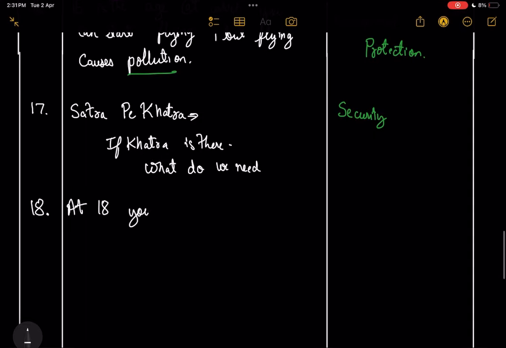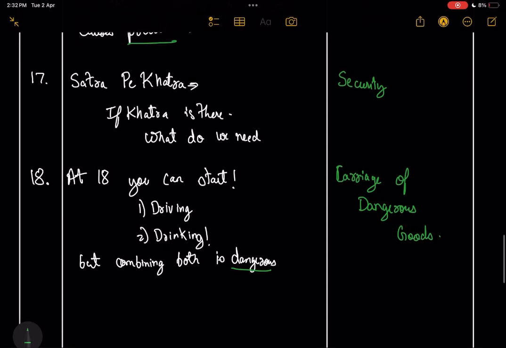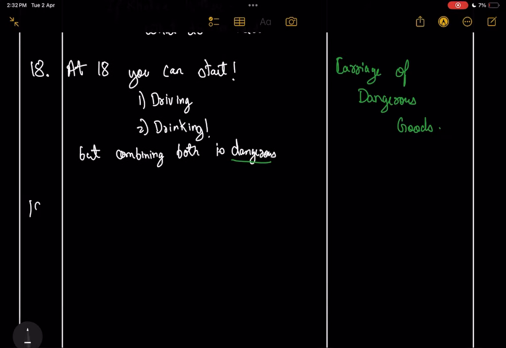18. 18 is the age where you can start many things. Out of which, the first thing is, you can start driving. And the second thing, which is completely opposite of it, is you can start drinking. Drinking and driving you can start, but combining both is quite dangerous. So Annex 18 is referring to dangerous. What dangerous? Carriage of dangerous goods, the dangerous goods which we carry on board.